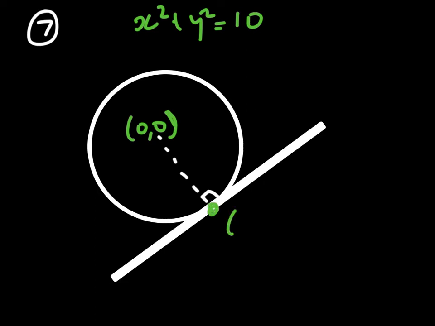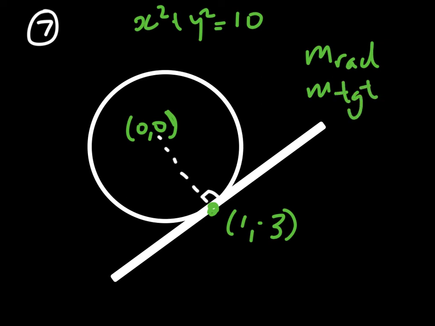Question 7. We have a circle, x squared plus y squared equals 10. So we know the centre of the circle is (0, 0). We know the point on the edge that we're trying to find the gradient at is (1, -3). So we can work out the gradient of the radius. That'll tell us the gradient of the tangent. Use the point (1, -3) with that gradient, and you should get the answer in the question.